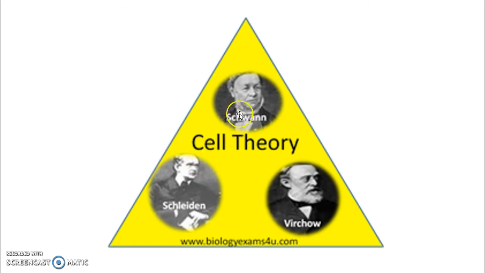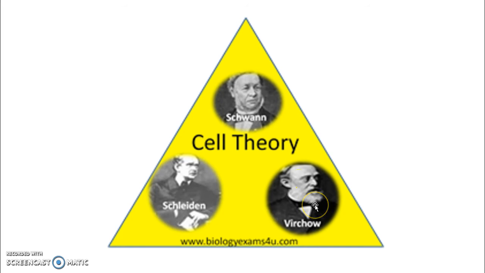Now, how do you remember that? You can think of it as Schwann, which looks like swan, and swan is an animal, and by process of elimination, Schleiden. Schleiden also is his partner, so plants and animals kind of go together. So that might be an easy way to remember that.